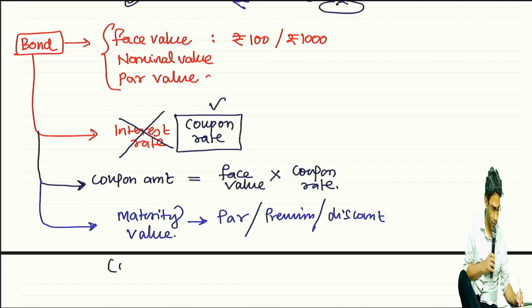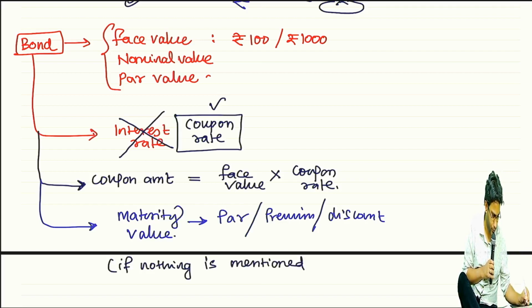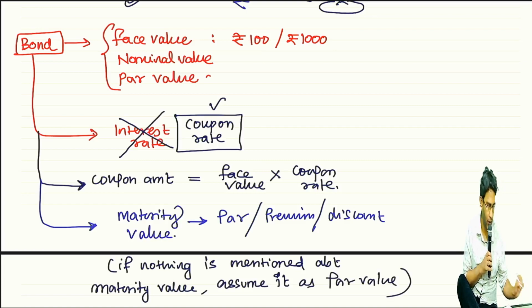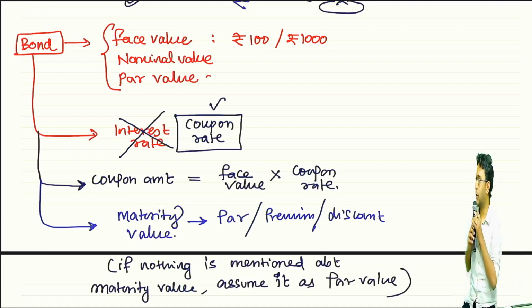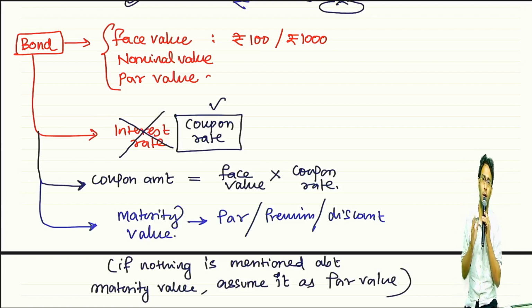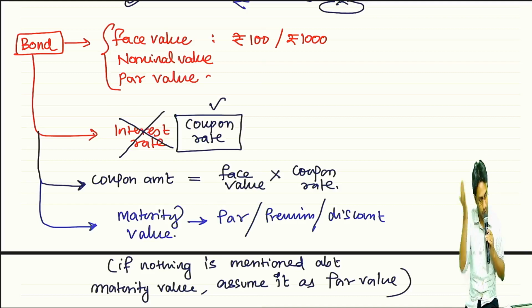In this, one important point is, if nothing is mentioned about maturity value, assume it as par value. Par value, nominal value, face value. So maturity value will generally be par value only unless the question talks otherwise. Normally you have to go with a fundamental assumption that maturity value and par value both are same.